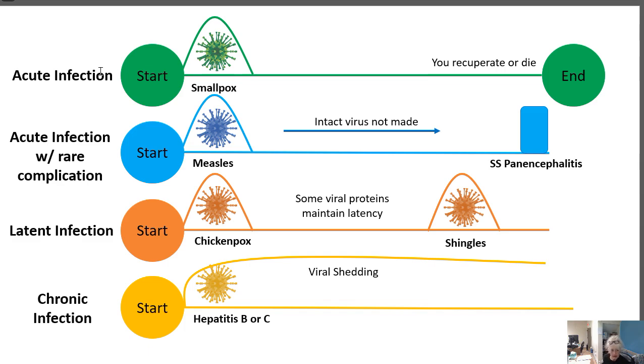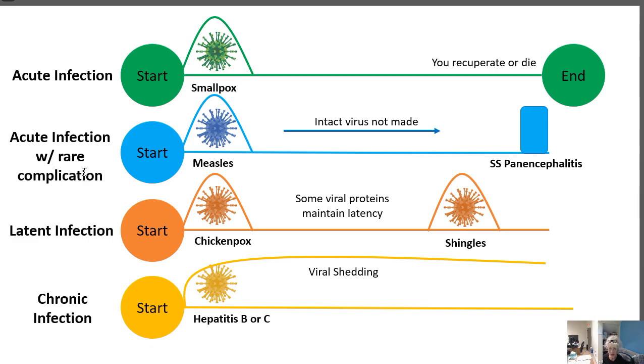So the process of disease, the process of infection. Acute infection, we start. Look at smallpox. Smallpox has been eradicated due to the vaccines, but smallpox will become acute and you either recuperate or die. Simple as that. Which is now because we've had the vaccine for so long, we've tried to stamp it out entirely. Here's measles. Acute infection.